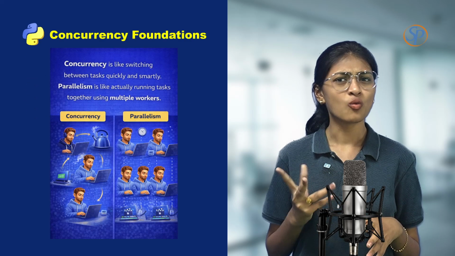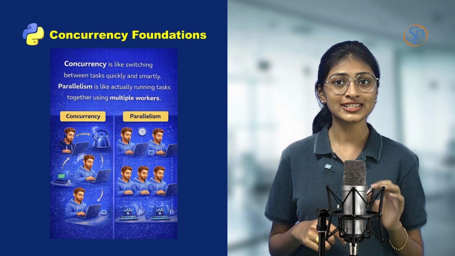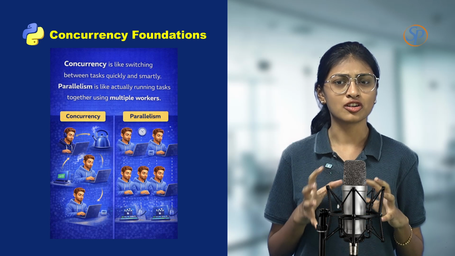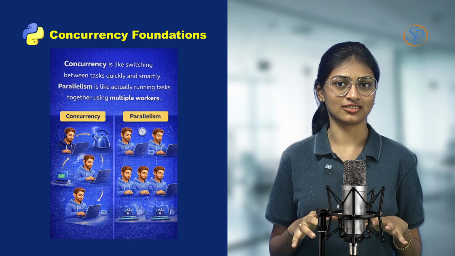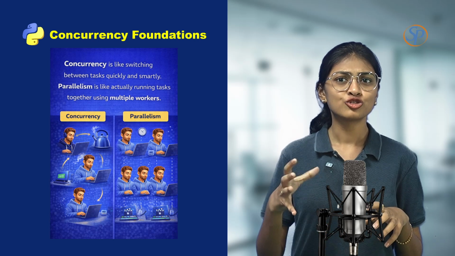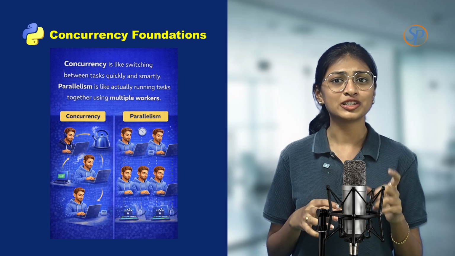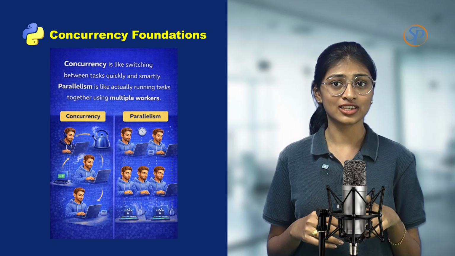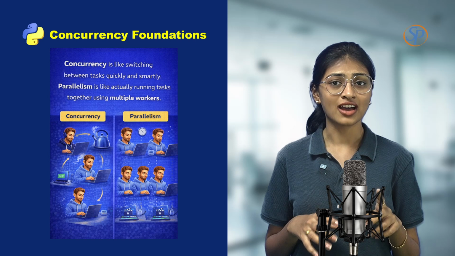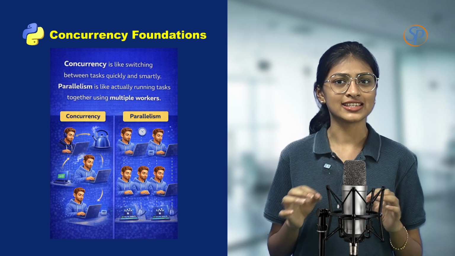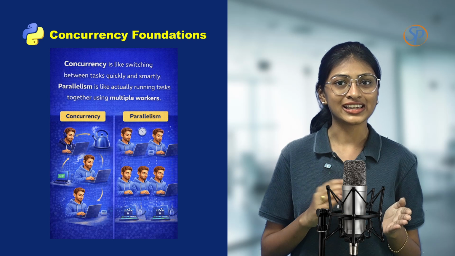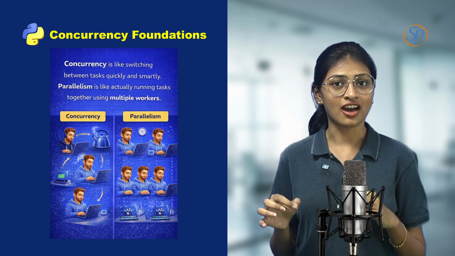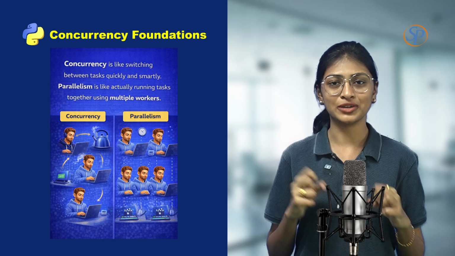Concurrency foundations. What is concurrency? Concurrency means your program handles multiple tasks at once, but not always exactly at the same second. Parallelism means truly simultaneously, like multiple cooks actually cooking at the same time. Sequential execution is simple, one task after the other. Concurrency is like switching between tasks quickly and smartly. Parallelism is like actually running tasks together using multiple workers.